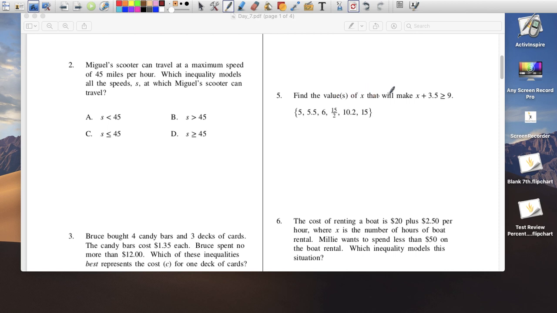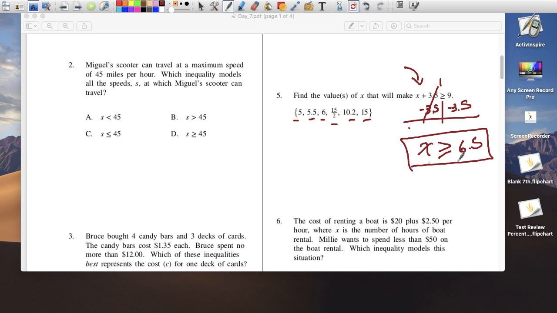Number 6. Find all the values of x that will make x plus 3.5 greater than or equal to 9. Which of these 6 can I substitute in here to make the inequality true? But rather than go one by one and see if they work, we can just solve this. We're going to subtract 3.5 on this side, minus 3.5. So these two become 0. So x has to be greater than or equal to 9 minus 3.5, which is 6.5. So we're looking for numbers that are greater than or equal to 6.5.